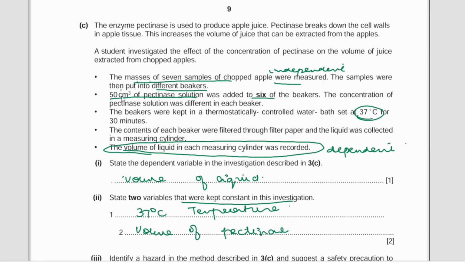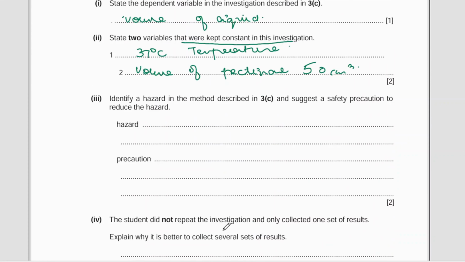Wait, volume. I'm not talking about concentration. I'm talking about volume. It's volume of pectinase, which is 50 cubic centimeter. Here students got their marks low. Okay, identify a hazard. You are using enzyme. You are cutting something. So what can be the hazard? Cutting, chopping. So what can be done to prevent any injury? Wear gloves or cut away from the body. This is very important, in the opposite direction.